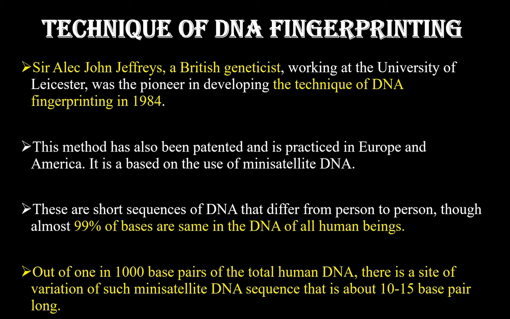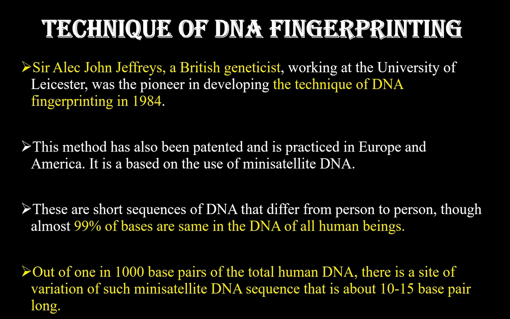It is based on the use of mini satellite DNA. These are short sequences of DNA that differ from person to person, though almost 99% of bases are same in the DNA of all human beings. That means the genetic material of any two persons matches near about 99%, and only the 1% unmatched can show the individual difference.